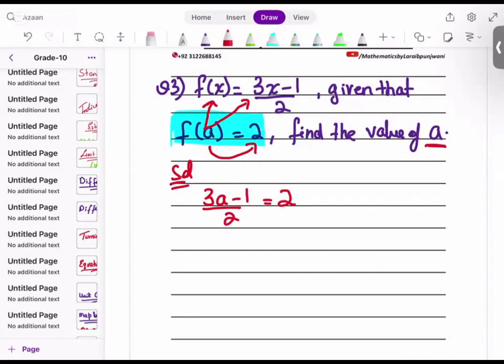Now I have to find out the value of a. So 2 will go to the other side and multiply. 2 twos are 4. 3a minus 1 equal to 4. Negative 1 will go to the other side and become positive 1. 3a equal to 5. And now 3 will go to the other side and divide. So the value of a will be 5 over 3.